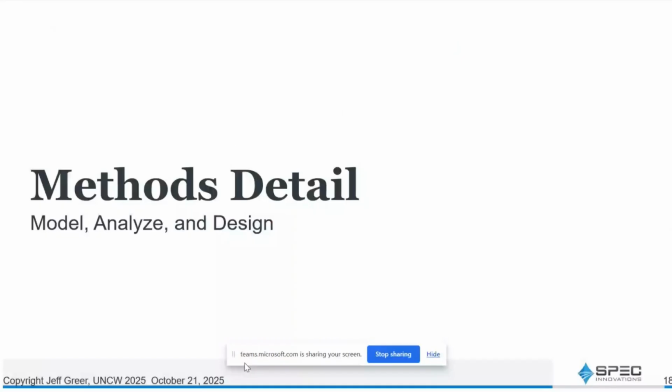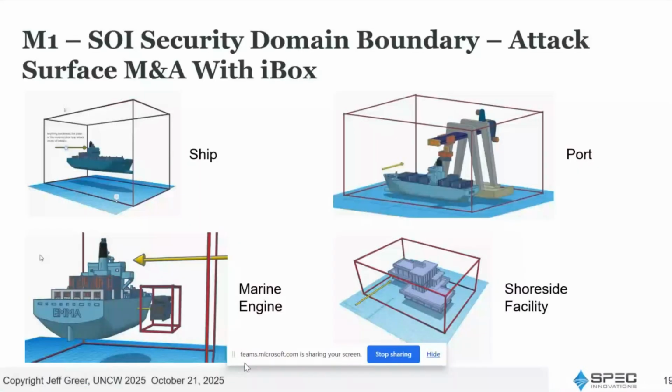So let's dive into the methods a little bit in detail. This is the first method I'd like to bring to your attention. M1 means method 1. For your system of interest, you need to model out your security domain boundary and attack surface structure. And this is what I call the iBox method, the imaginary box method. This was derived from some work by Edward Bowers, who wrote a book, Specification-Driven Product Design. And he said, hey, look, what you want to do is put an imaginary box around your system of interest.